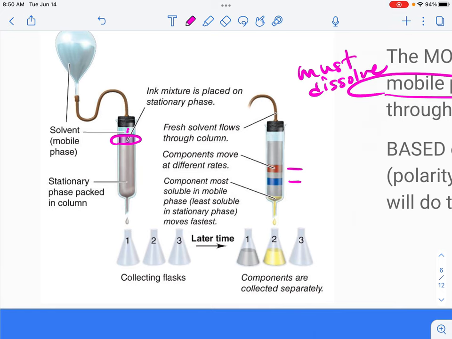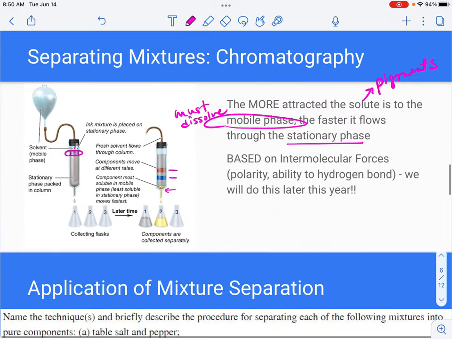And you can see the blue pigments definitely, and then also some yellow pigments. You can see that the yellow pigments traveled the fastest of all those three pigments. And so they would be the most soluble in the mobile phase and the least soluble in the stationary phase. And so this is a way that we could actually collect it, by using a syringe to do this. So we will do that later this year, and you will get a feel for how that works.